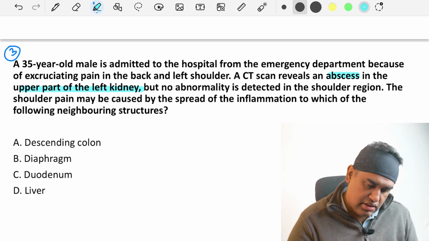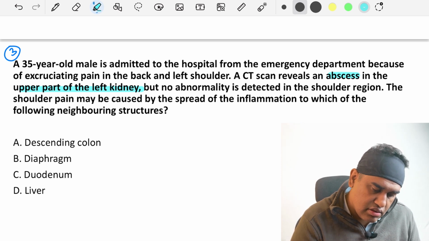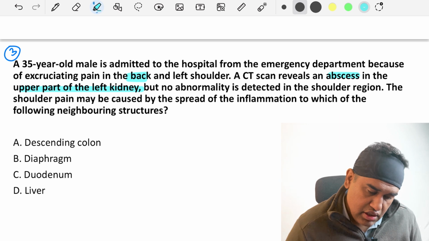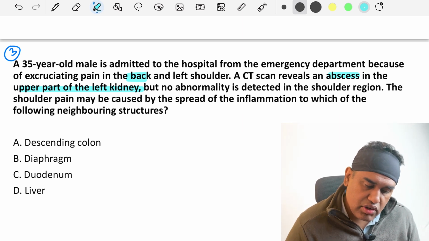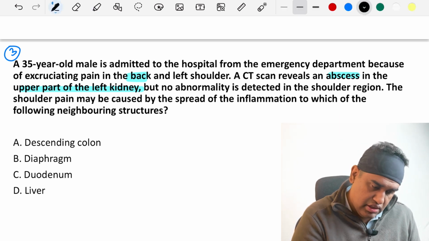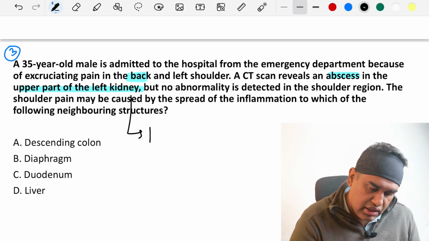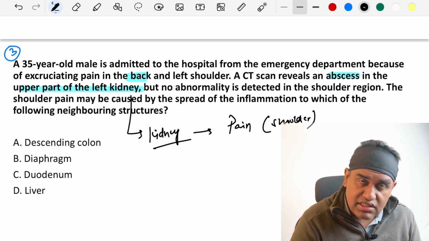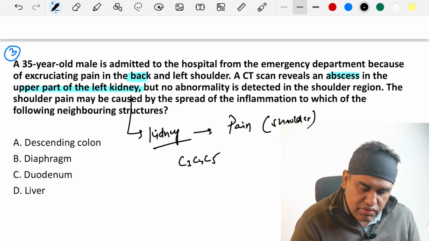Now, the kidney is retroperitoneal, so we can say that pain in the back could be due to the kidney, but what about the left shoulder? The question is, shoulder pain may be caused by the spread of inflammation to which of the following neighboring structures? How can the abscess from the kidney involve which structure so that the pain may reach the shoulder region? What is the dermatome of the shoulder? That is C3, C4, C5.